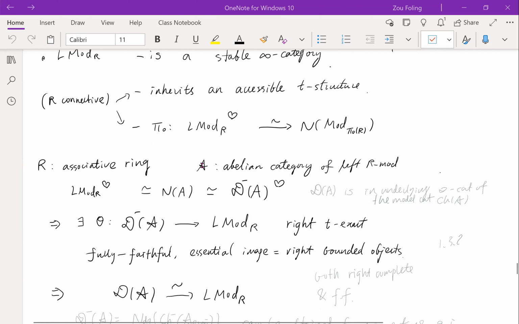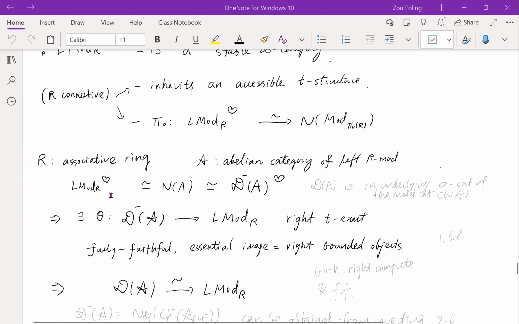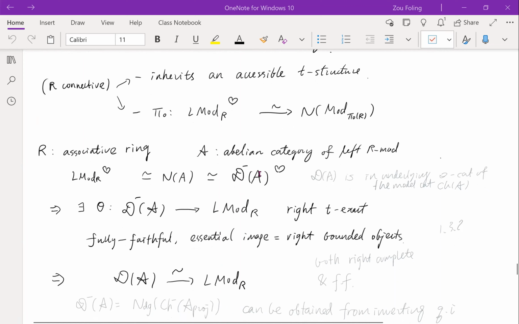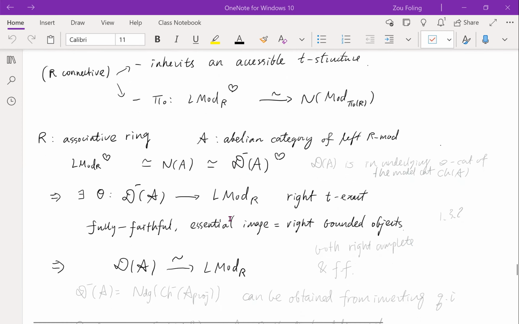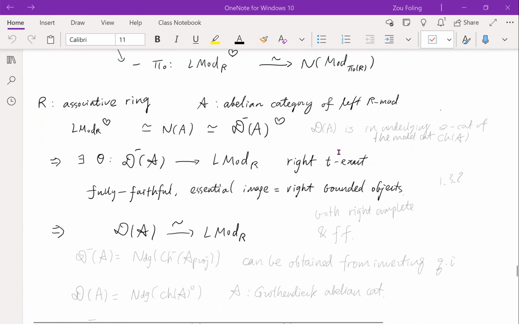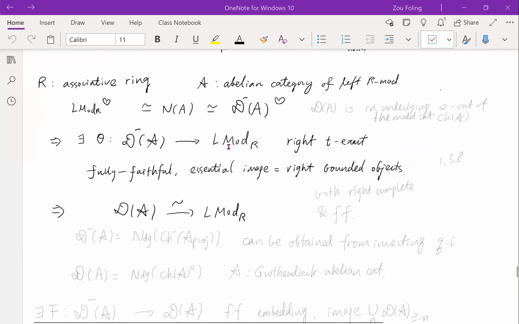So first, we can form the abelian category of left R modules, called A. And then the heart of the spectrum left R modules is equivalent to the nerve of this abelian category, which is the heart of the bounded derived category of A. Well, I'm not planning to go into these details, and you can ignore all this.